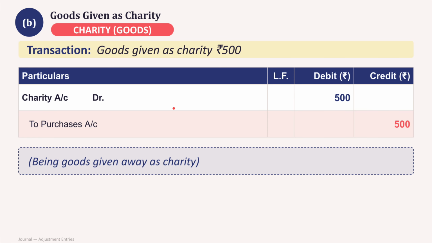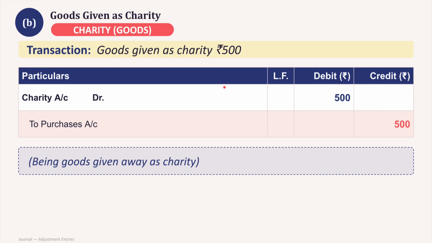Next, goods given as charity. So charity is going out of the business. Okay. So nothing but you can treat that as a kind of expense. So charity account debtor to purchase account. So goods are involved, we will credit purchase account.